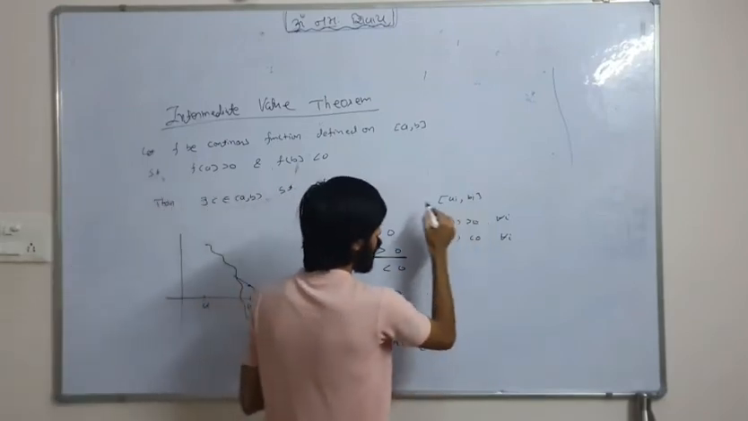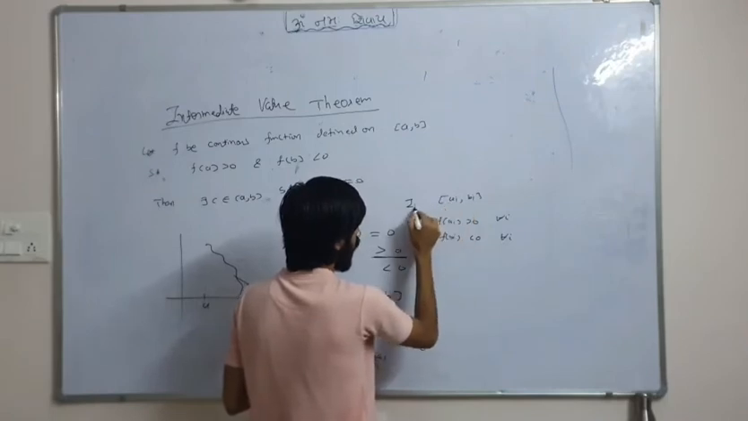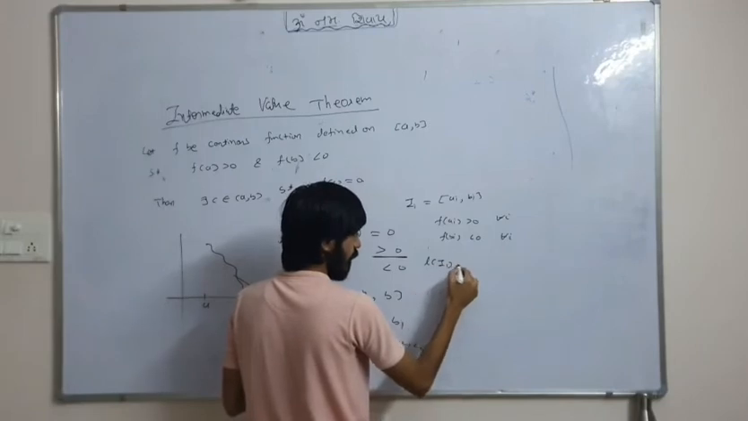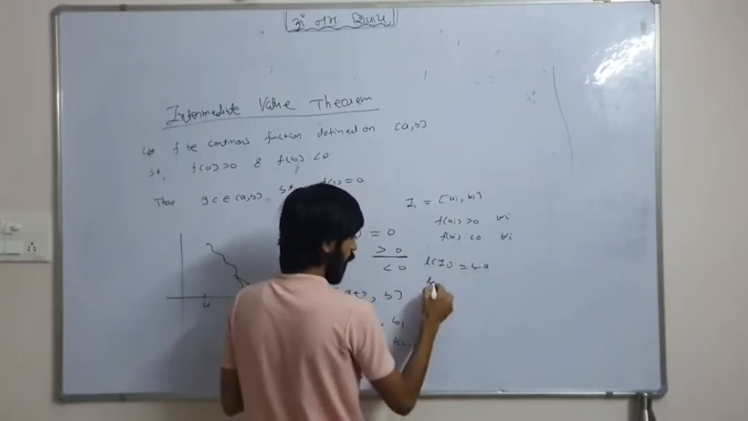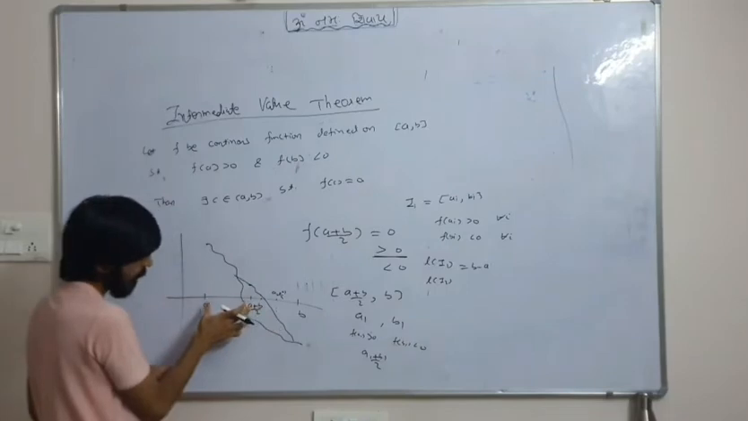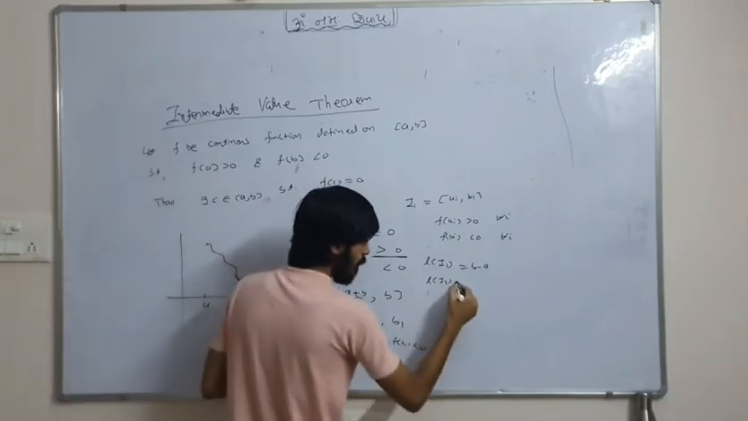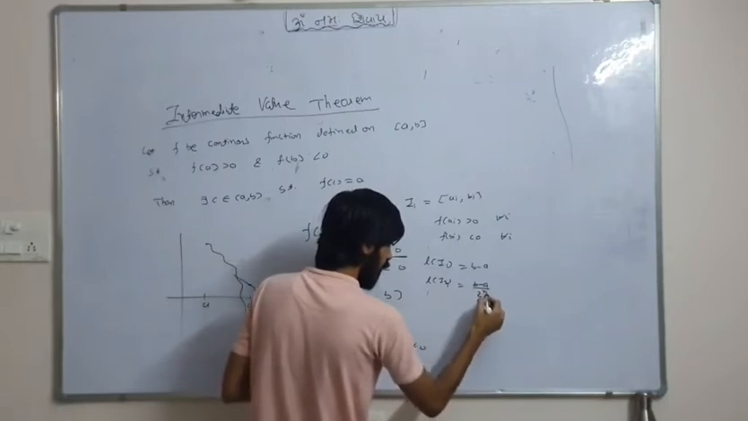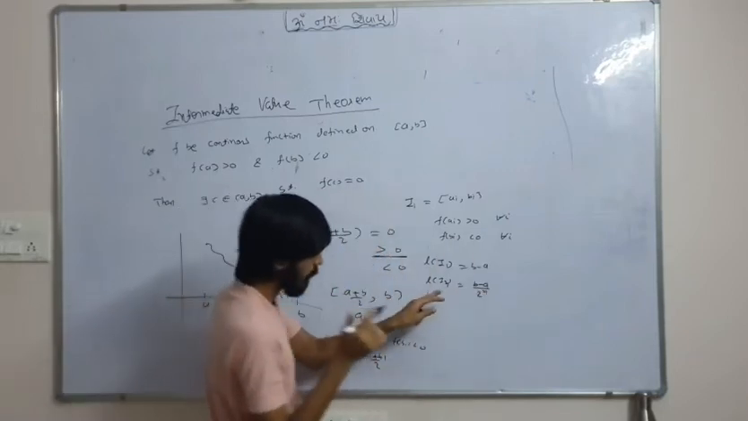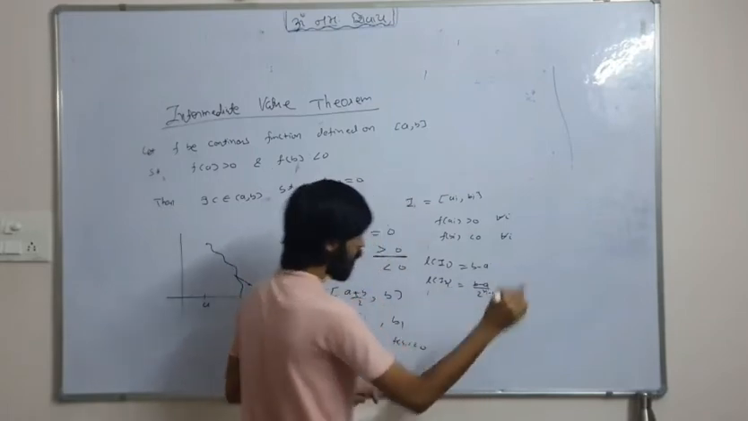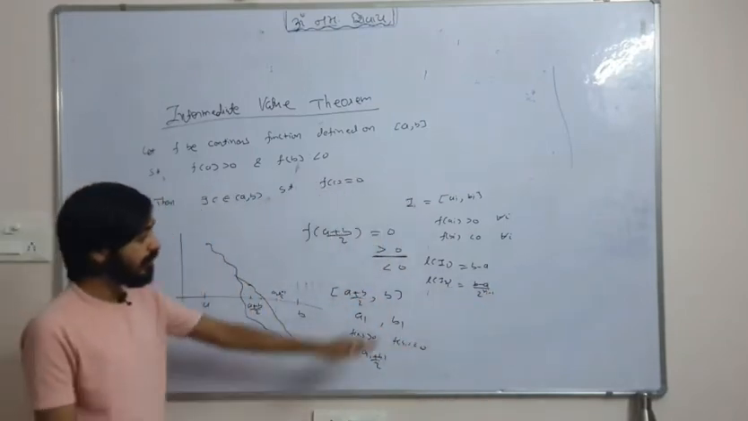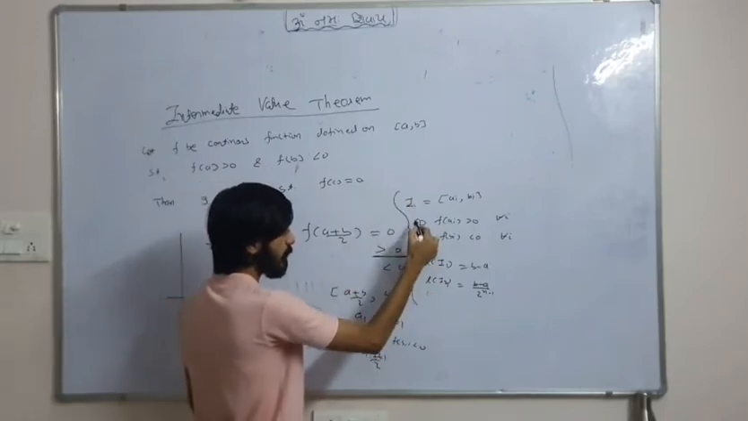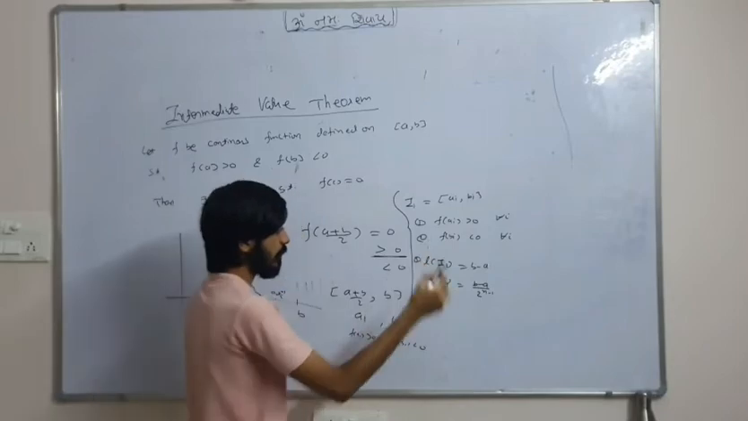So if I call this I_i, then the length of I_1 is b minus a, the length of I_2 will be (b minus a) by 2. So the length of I_n is going to be (b minus a) upon 2 raised to n minus 1. So these are the nested intervals with these properties. This is the first property, this is the second property, this is the third property.